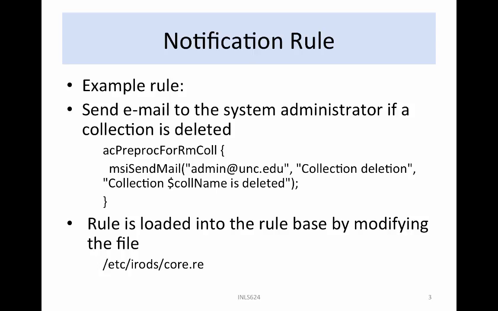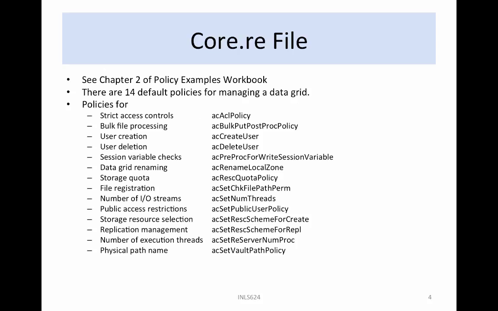The rule can be modified to add a status flag to the collection about the intended deletion and then only permit the deletion if it is approved. The rule is loaded into the rule base by modifying the file etc/irod/core.re. Note that updates to the rule base can be done at any time by the DataGrid administrator without taking the DataGrid down. The rule base contains 14 default policies that are executed at policy enforcement points.